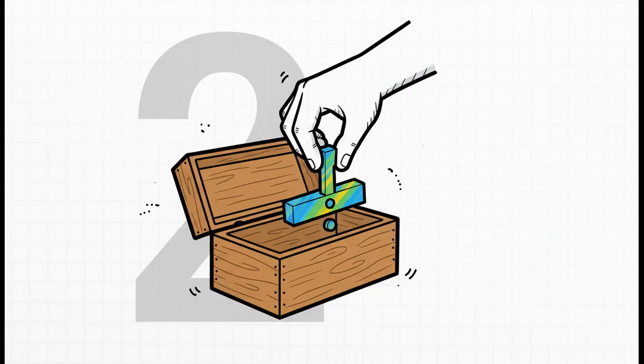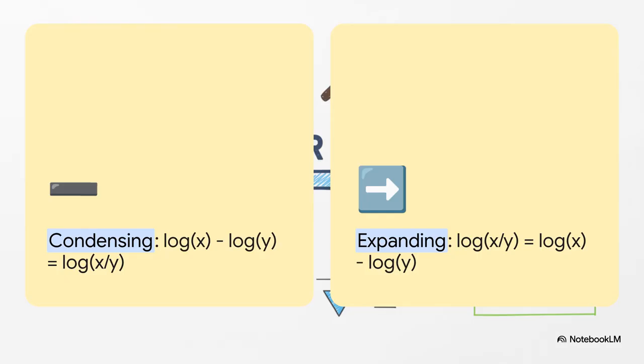Next up, tool number 2 is the quotient rule. And if you guessed it's basically the opposite of the product rule, you'd be absolutely right. This one's for division. So if addition meant multiplication, it makes sense that subtraction means division. When you subtract 2 logs, you can combine them into 1 by dividing the insides. And again, this goes right back to your basic exponent rules. When you divide powers, you subtract the exponents. And just like before, you can go in either direction with this one.